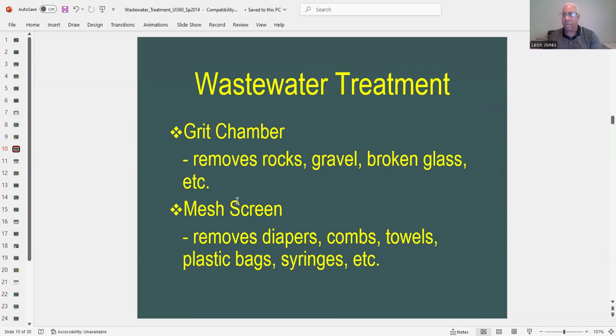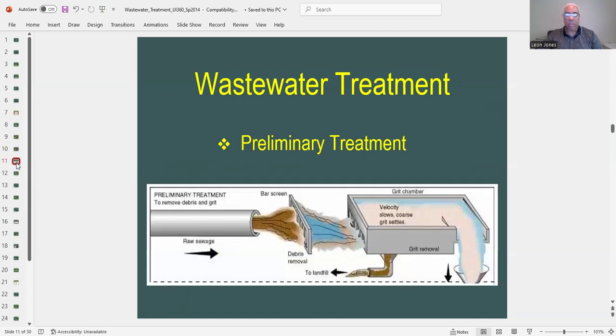And then you have your mesh screen. In your mesh screen, if you worked at a wastewater treatment plant, and I've actually seen all this, you're going to see a lot of other objects. You're going to see towels. This is all at a wastewater treatment plant. I remember going to one in Virginia, and I've seen diapers, combs, plastic bags, and syringes in that mesh screen. Basically, you're just trying to filter out all the materials so they don't get discharged into your water systems.